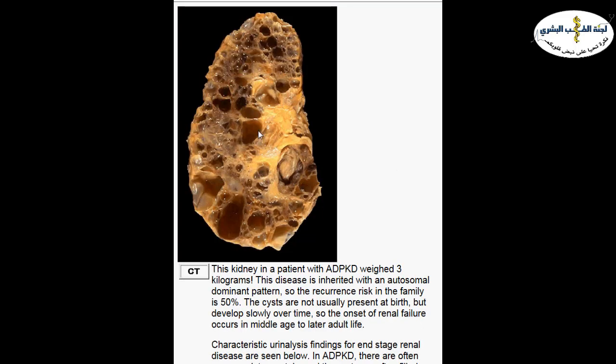Now this is again a cut surface from the kidney. You can see it's all replaced by multiple cysts filled with urine. It's usually heavy; here in this patient, it's 3 kilograms. Usually there occurs calcification and crystallization within the cysts and within the tissue, and a specific type of crystals, we call them oxalate crystals, or oxalosis.